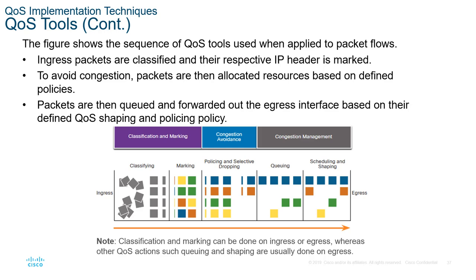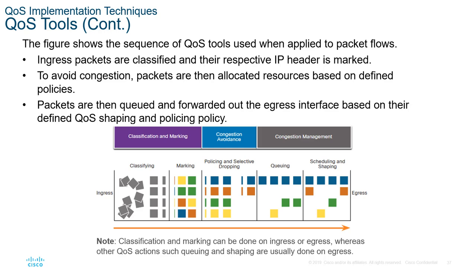Each one of these can be grouped in specific ways. You'll see in this figure that ingress packets are classified into their respective header markers: classifying, marking, policies, queuing, scheduling, and shaping. That way you can prioritize the egress function. The packets are queued and forwarded at the egress interface based on their defined QoS shaping and policy, so that they can ensure a certain level of guaranteed delivery.